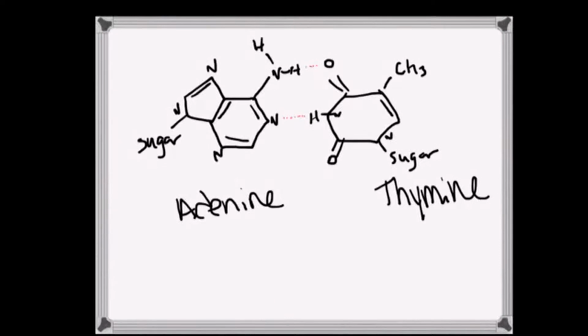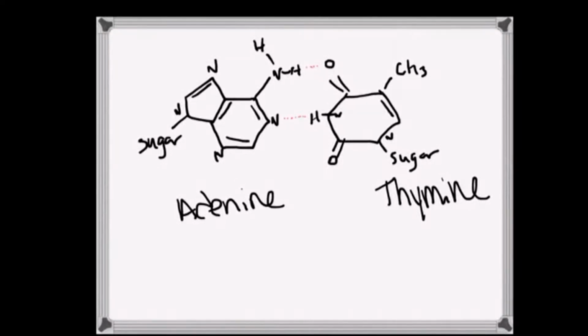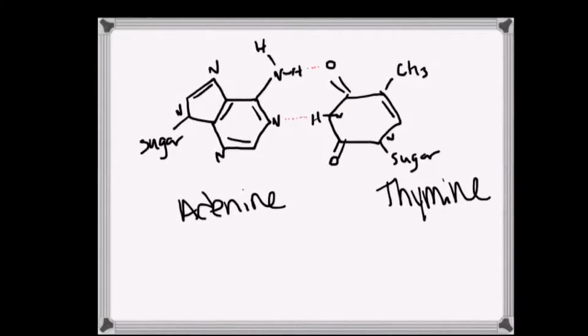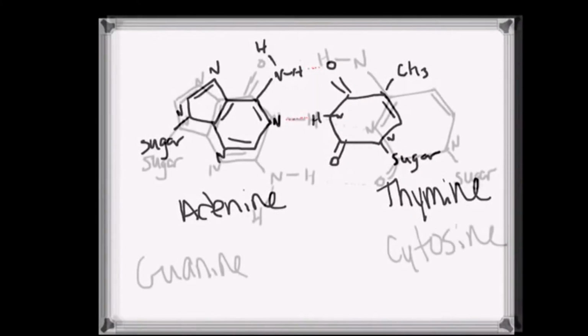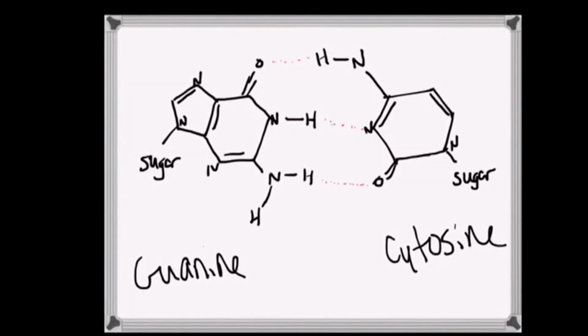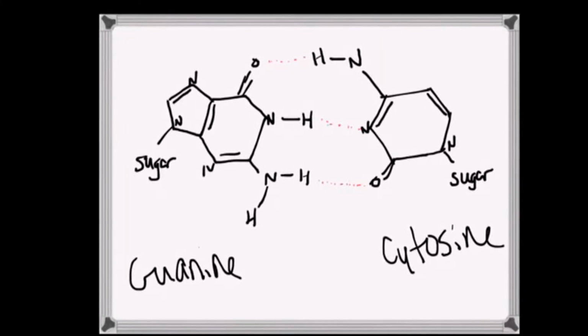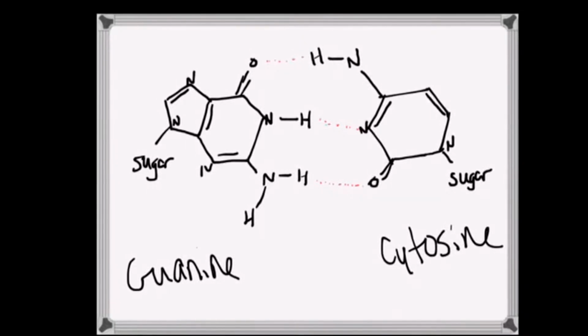DNA consists of a sugar, a phosphate group, and nitrogen bases. The bases are adenine, thymine, guanine, and cytosine. Adenine and guanine are purines, so their structure consists of 2 rings, while thymine and cytosine are pyrimidines with a single ring structure.